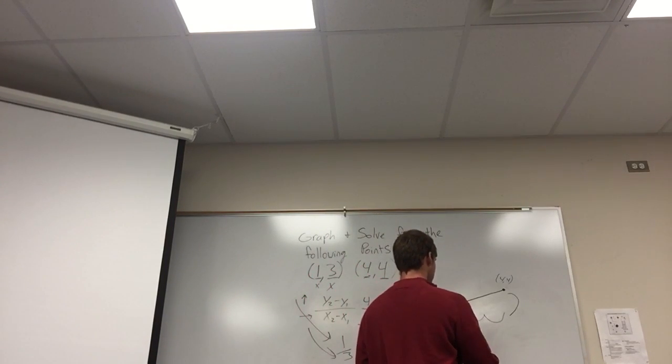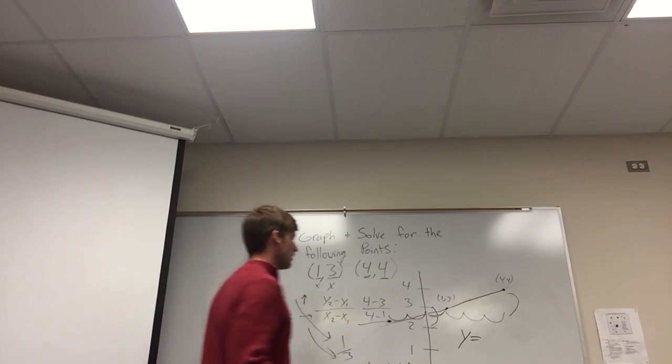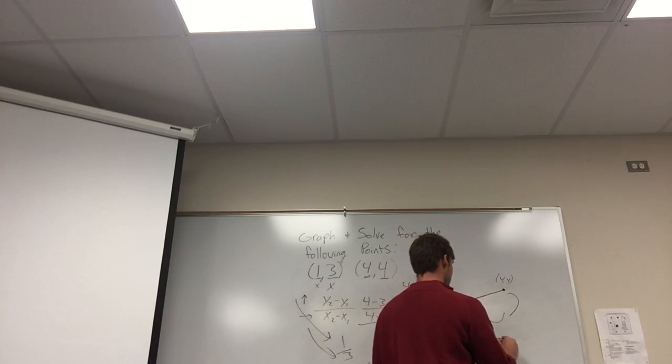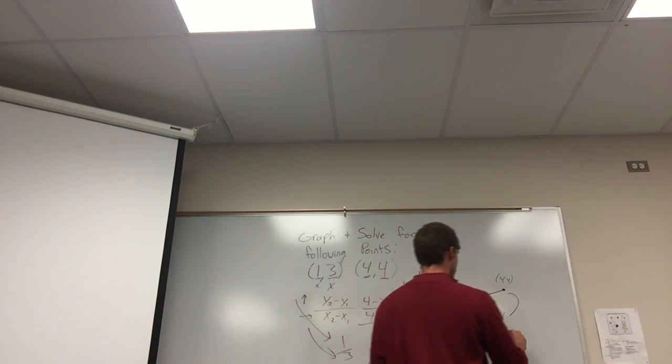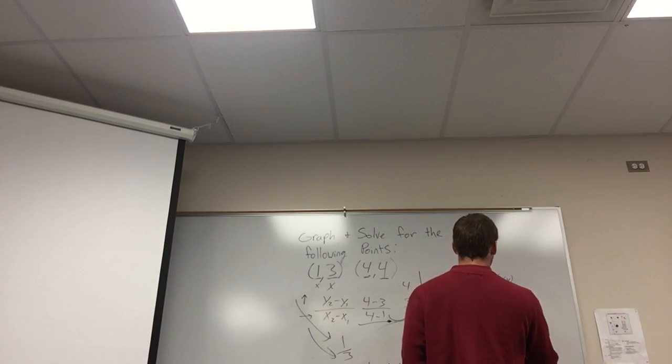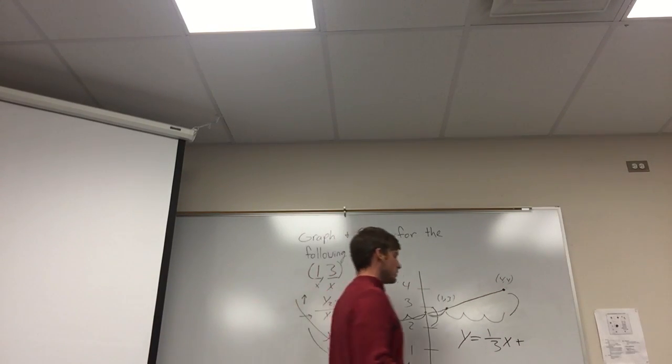So what's our final formula? Well, you gotta start off with y equals, what's our slope? 1/3. And we're multiplying that by what? Yeah, we're multiplying it by x. So 1/3 x plus our y-intercept, which is 2 2/3.